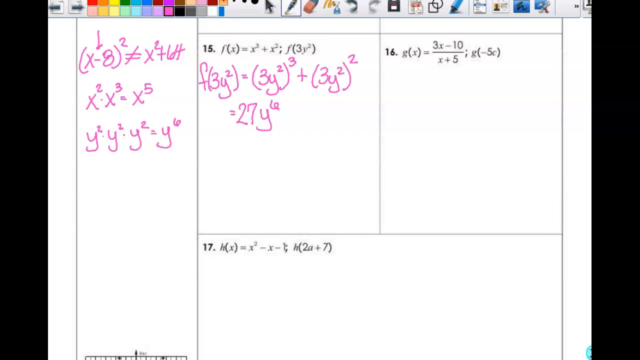Where did I get the 27? Oh, 3 cubed. 3 cubed is 27, and then y squared cubed is y to the 6th. Okay. And that looks like 27 now. Plus, 3 squared is 9, and y squared squared is y to the 4th. And that is f of 3y squared right there. Okay. What questions do you have? We good? Yes, sir.